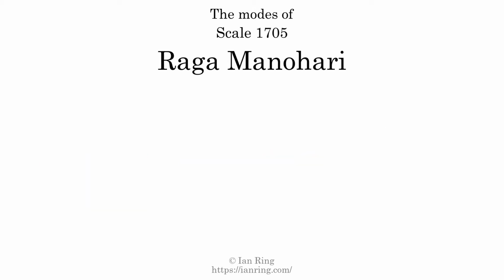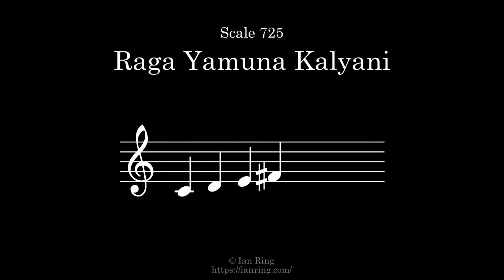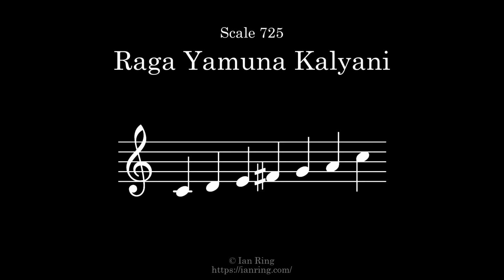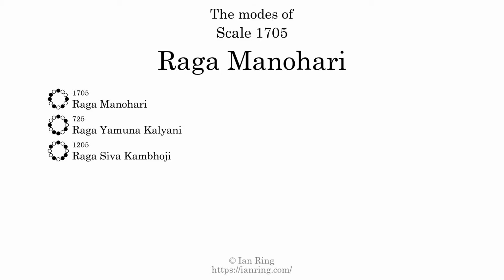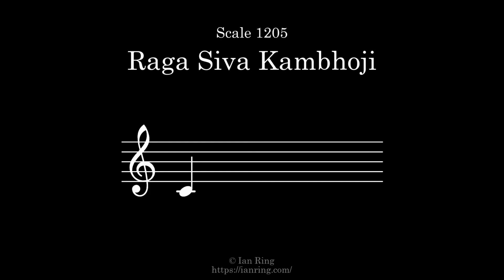This scale has 6 modes. The first mode is itself. The second mode is scale 725, also known as Raga Manohari. It sounds like this. The third mode is scale 1205, also known as Raga Shiva Kambhaji. It sounds like this.